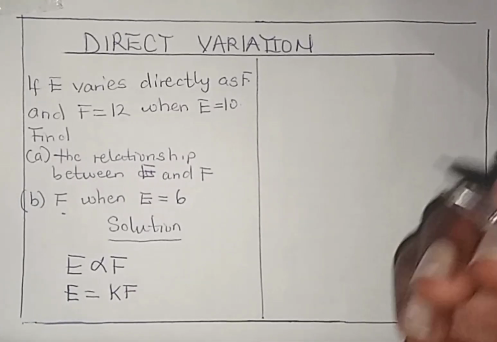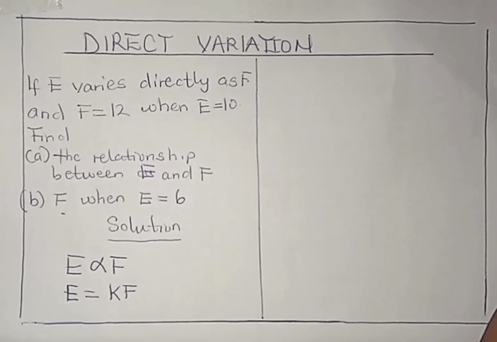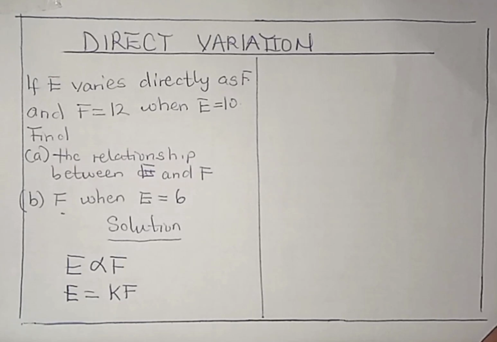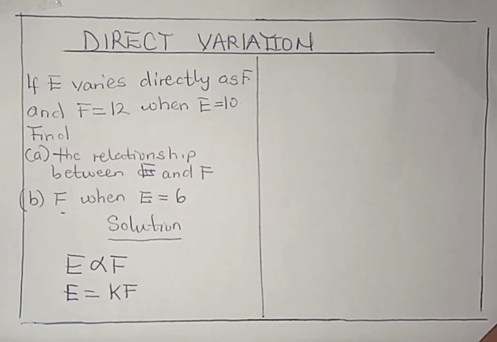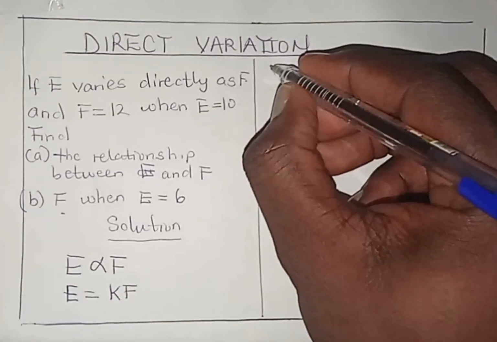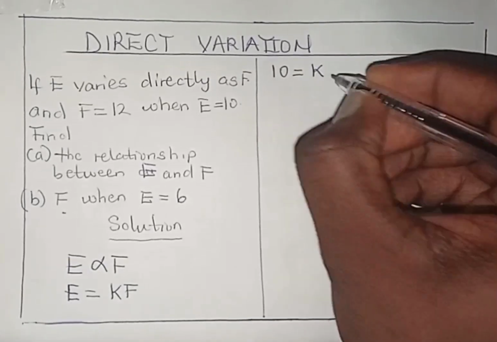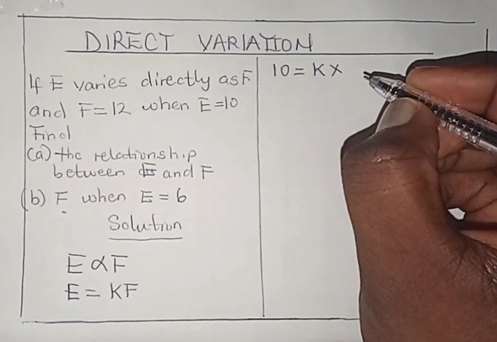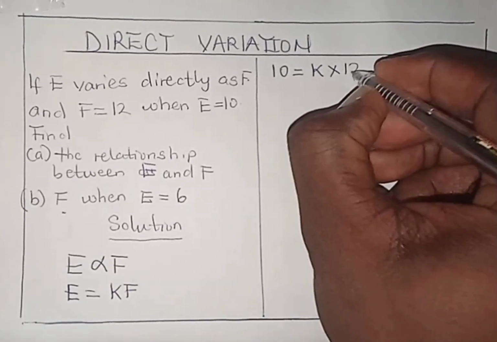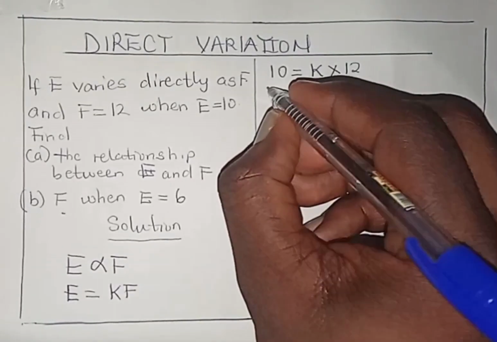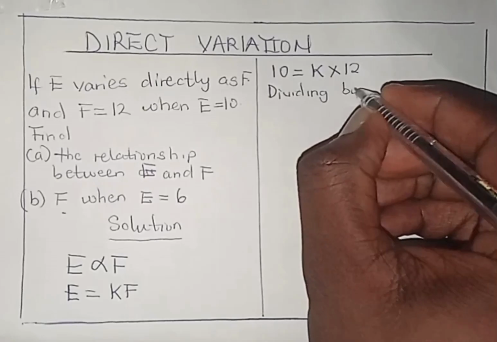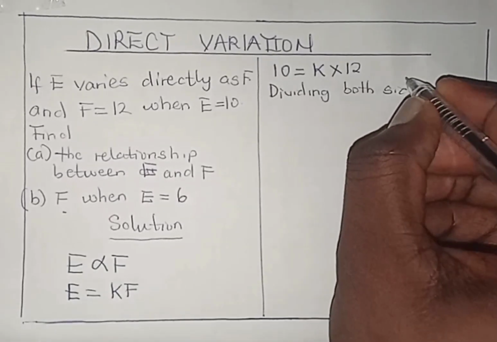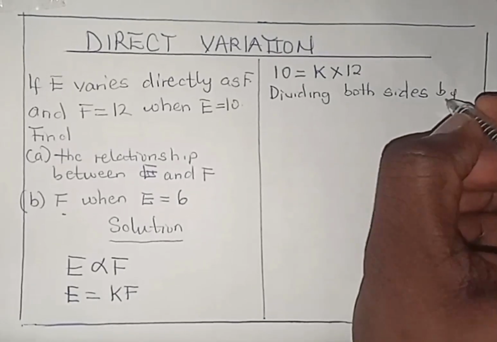They said that F is equal to 12 when E is equal to 10. So where we see E, we are going to replace it with 10. So 10 is equal to K times, where we see F, we are going to replace it with 12, so 12 times K. We are now going to divide both sides by 12.